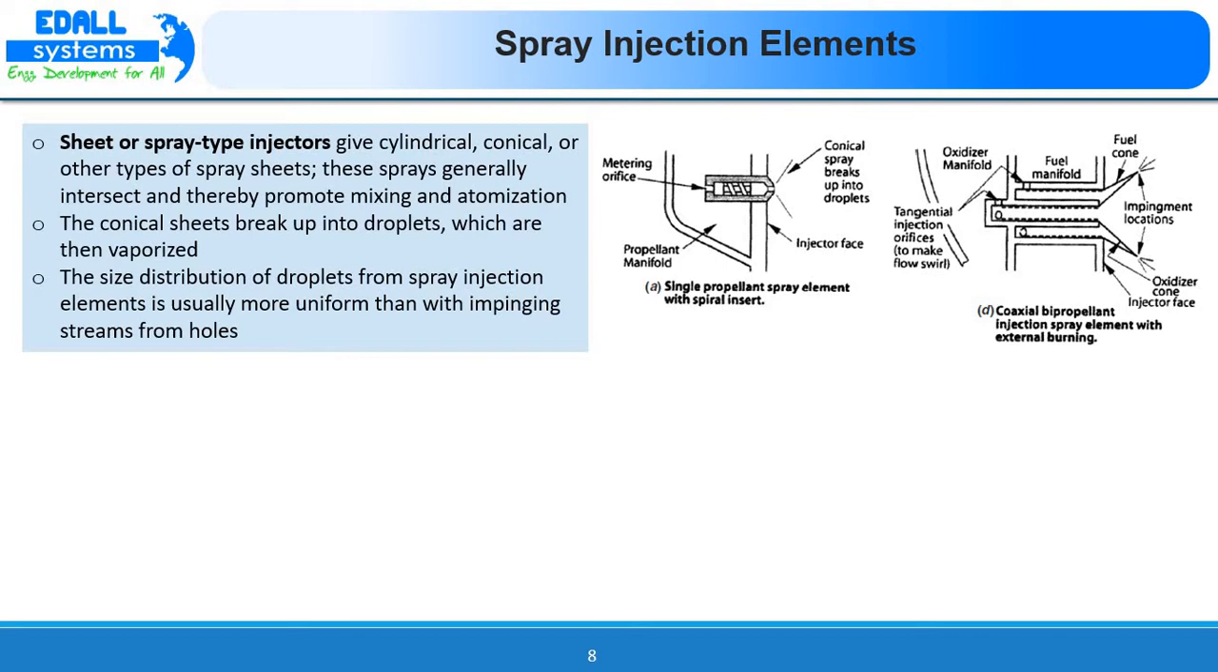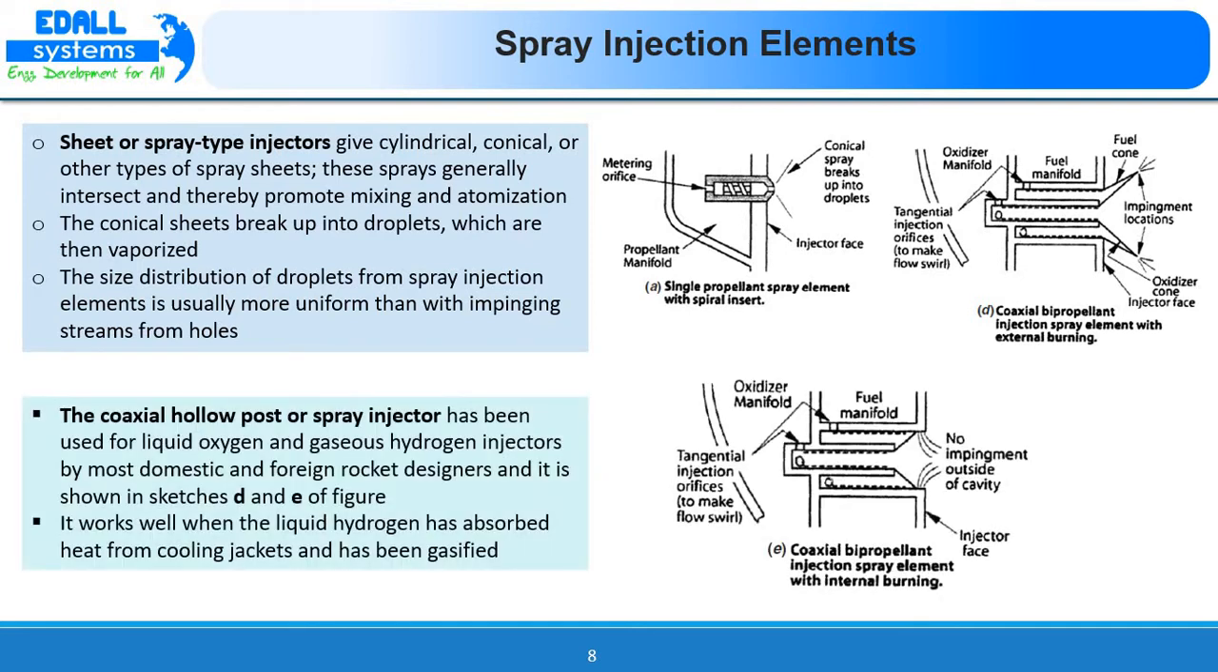The first is sheet or spray type injection. It gives cylindrical, conical or other types of spray sheets. These sprays generally intersect and thereby promote mixing and atomization. The conical sheets break up into droplets which are then vaporized. The size distribution of droplets from spray injection elements is usually more uniform than with impinging streams from holes. Here in the figure we can see a metering orifice from which the propellants will enter and a conical spray sheet will be formed, which will break up into droplets, thereby promoting mixing and atomization.